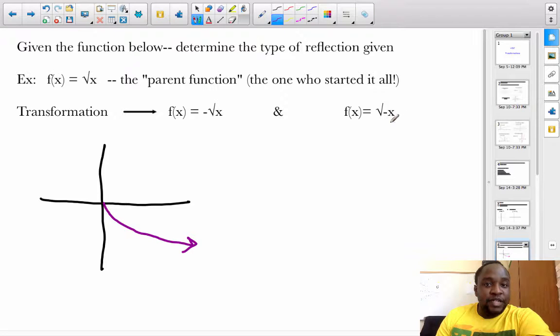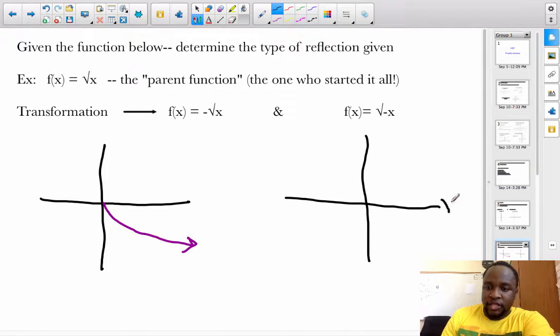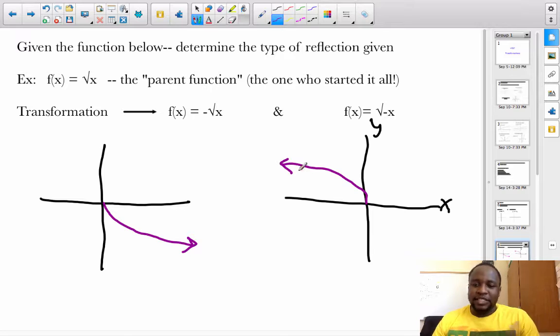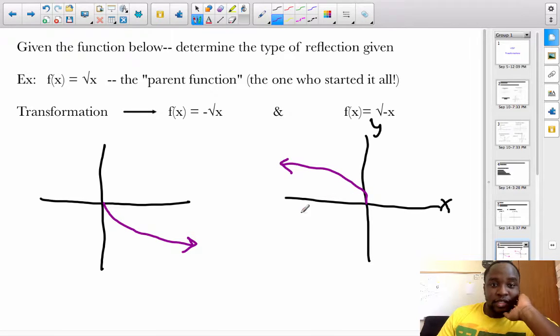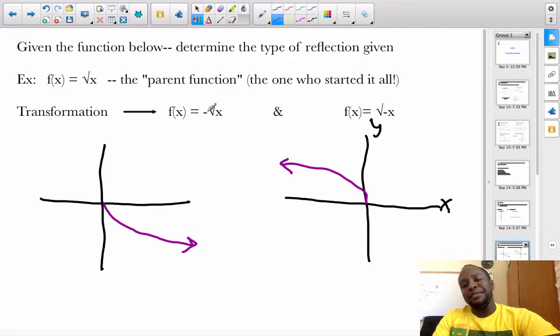For this one, it's being reflected over the y-axis, so having our x and our y, it would look like this. Very general sketch. Obviously, that is not really accurate. So outside reflects over the x-axis, inside reflects over the y-axis. I would say we're going to see more reflecting over the x-axis than this one, but both of them happen.